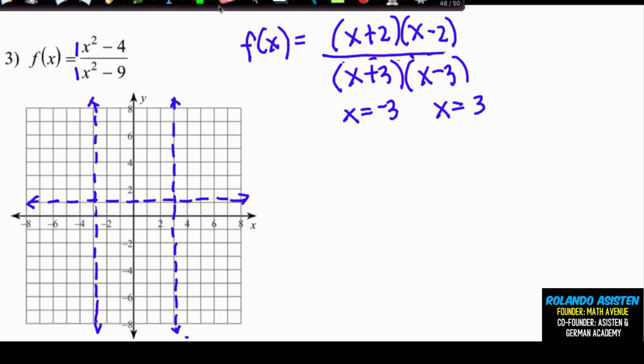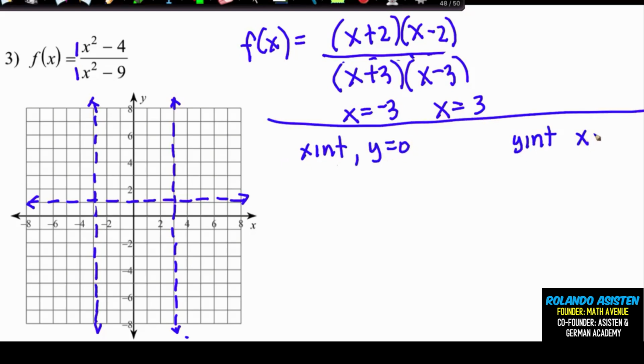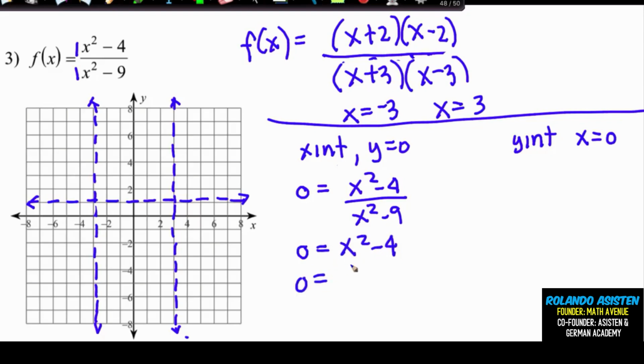So what we are going to do next now is identify the intercepts. So now let's check if there is an x and y intercept. For the x-intercept, y equals 0. For the y-intercept, x equals 0. So if you let y be 0, you have 0 equals x squared minus 4 over x squared minus 9. And then multiply both sides by the denominator, you get 0 equals x squared minus 4. So this means that 0 equals x plus 2 times x minus 2. And split the 2, so x equals negative 2 or x equals positive 2.